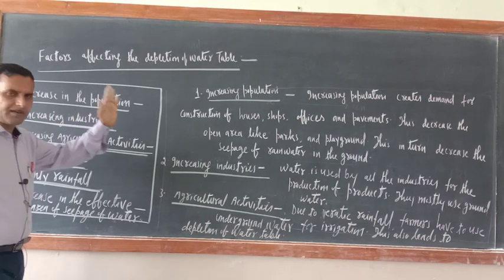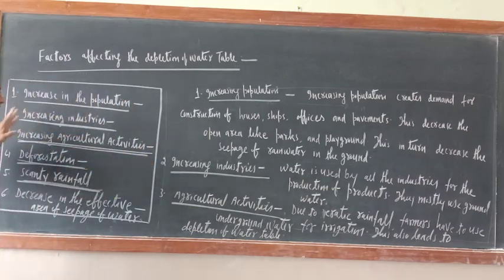One by one I will explain, but try to understand the one most important thing here. I wrote 6 factors which are responsible for depletion of water table. But remember, the most important factor is the first one, that is increase in the population. This is the root cause of all the problems related with the depletion of water table. How? I will prove it.